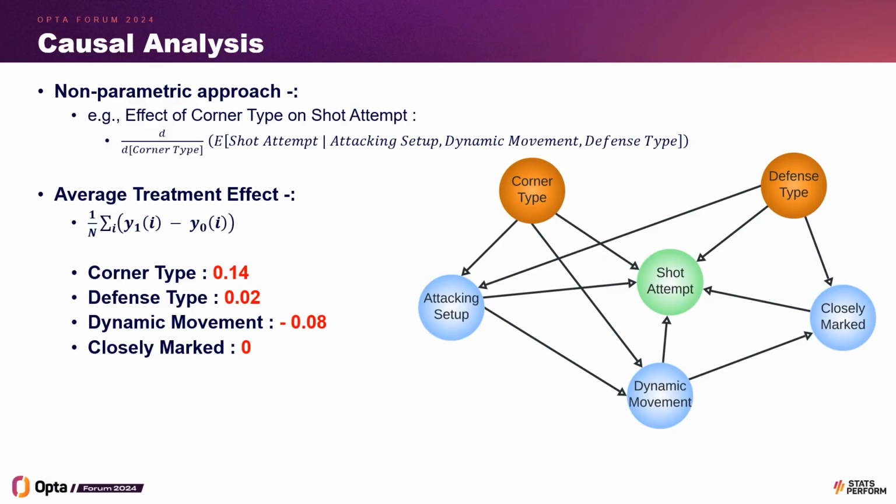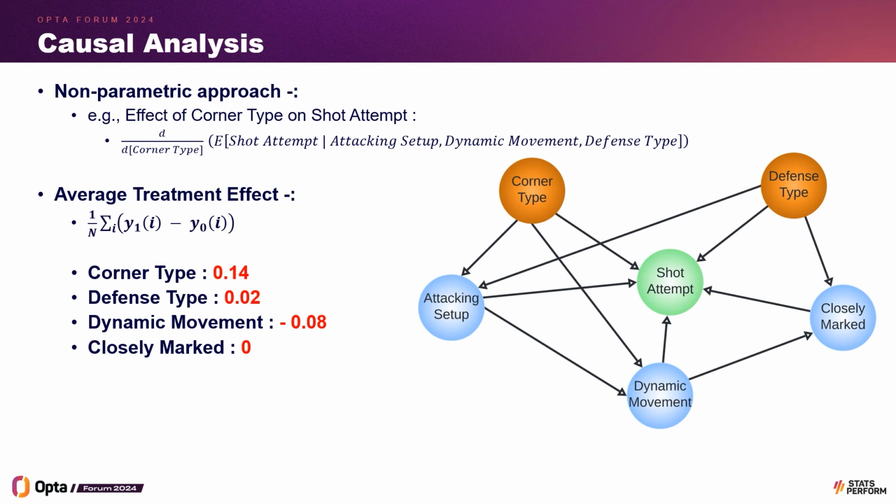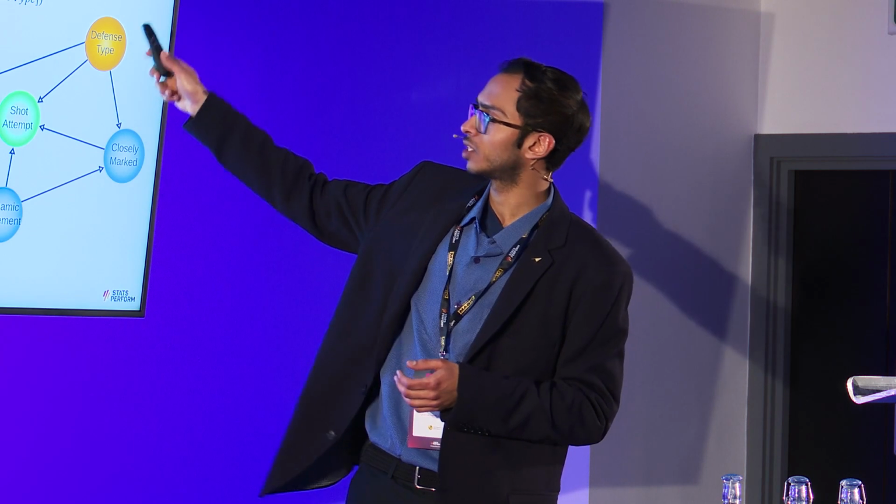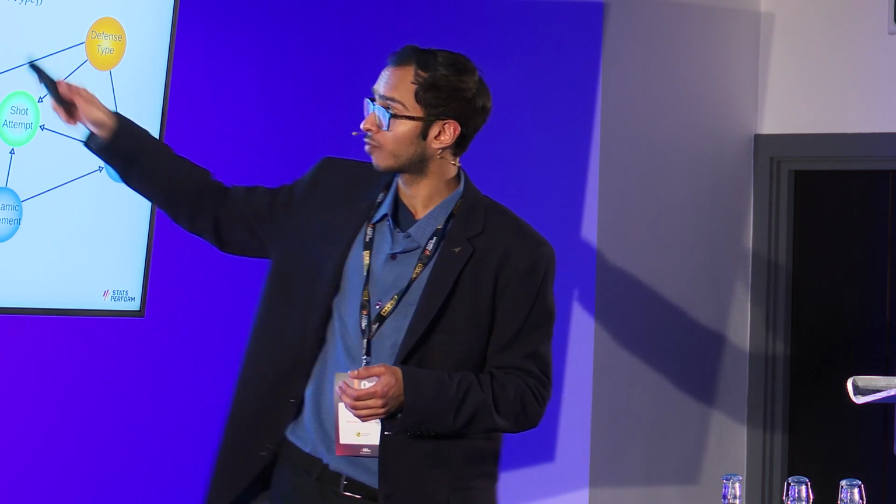So the work can be divided into two parts. The first part is to estimate the impact of various variables on shot attempts. We do this by using the graphical causal model that I initially presented to you. So if we want to see the impact of the change of corner type on shot attempts, the theory suggests that, based on this graph, we need to condition on various confounders which may also affect the impact of corner type on shot attempt. So the theory suggests that blocking or fixing the values of attacking setup, dynamic movement, and defensive type is enough to assess the actual effect of corner type on shot attempts.